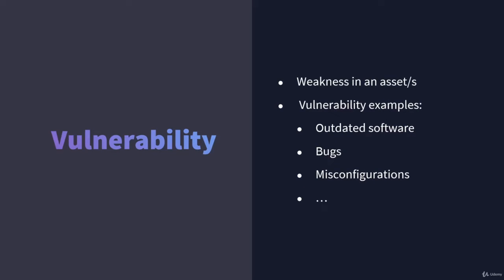Now that we learned what an asset is, let's have a look at vulnerability. A vulnerability is a weakness in an asset. Usually, an attacker uses one or more vulnerabilities to commit their attack. Some common vulnerability examples are using outdated software and libraries, bugs, and misconfigurations of IT systems.